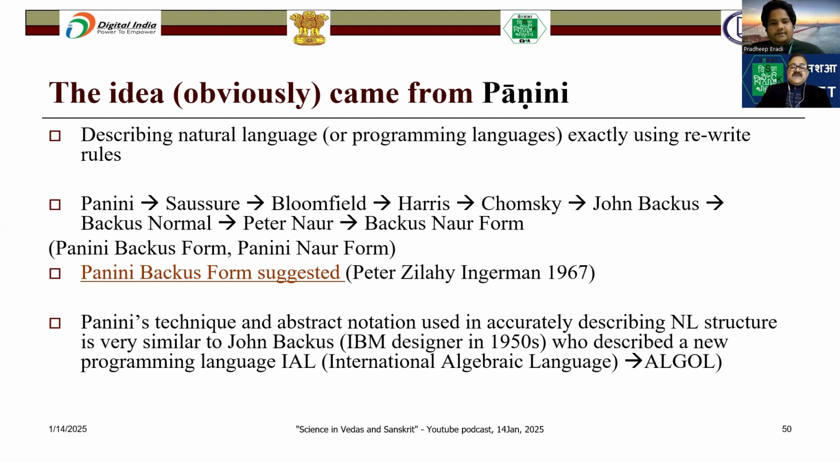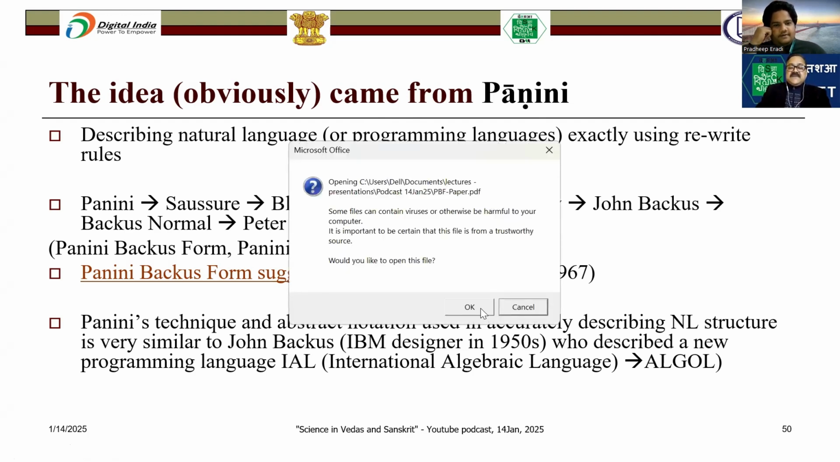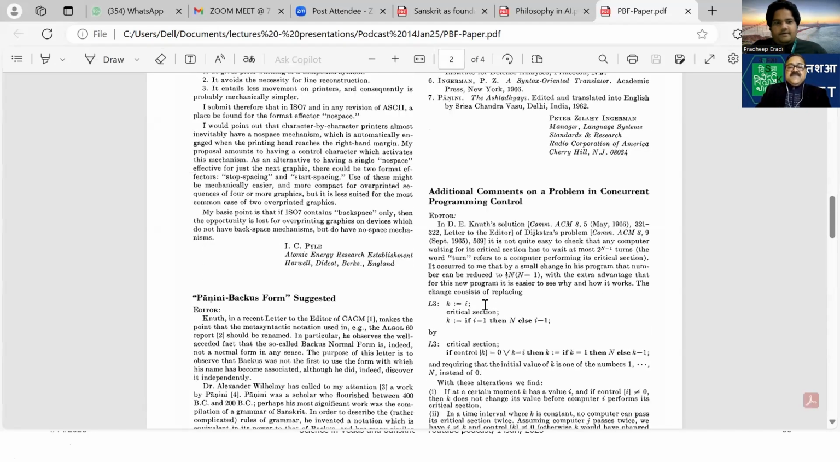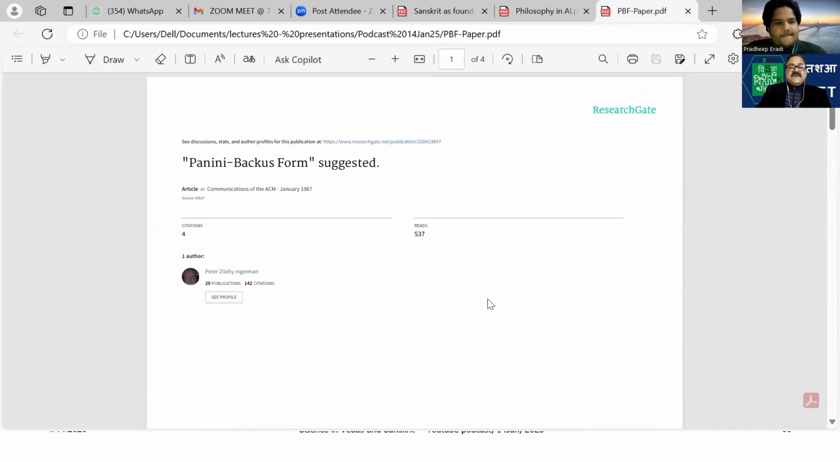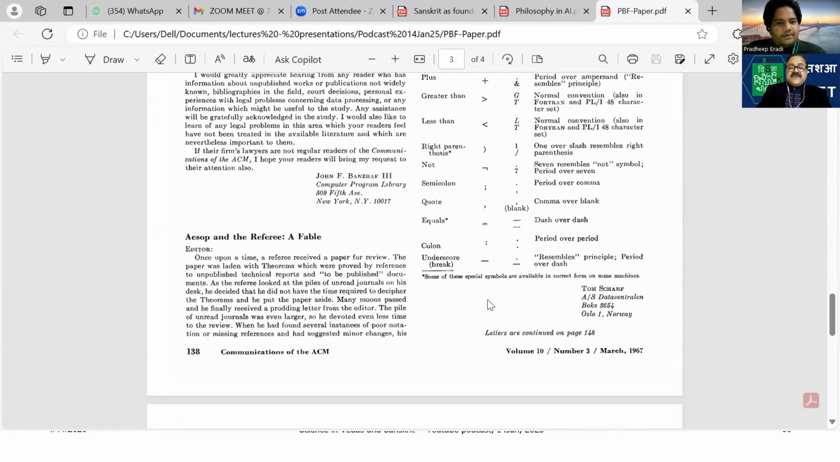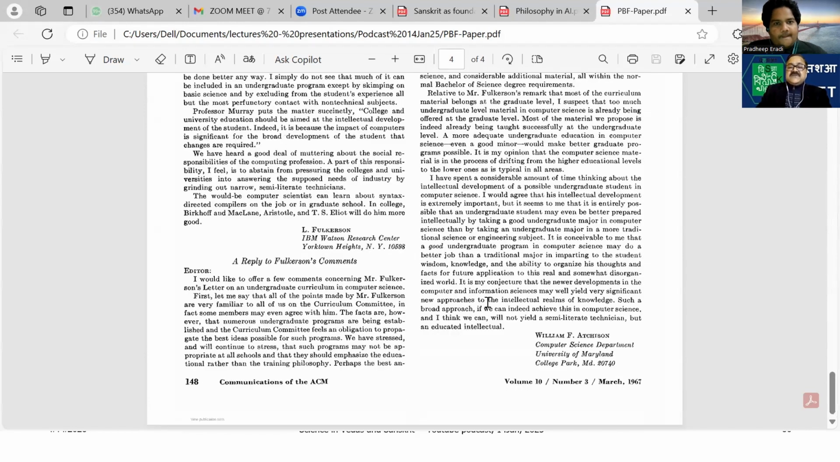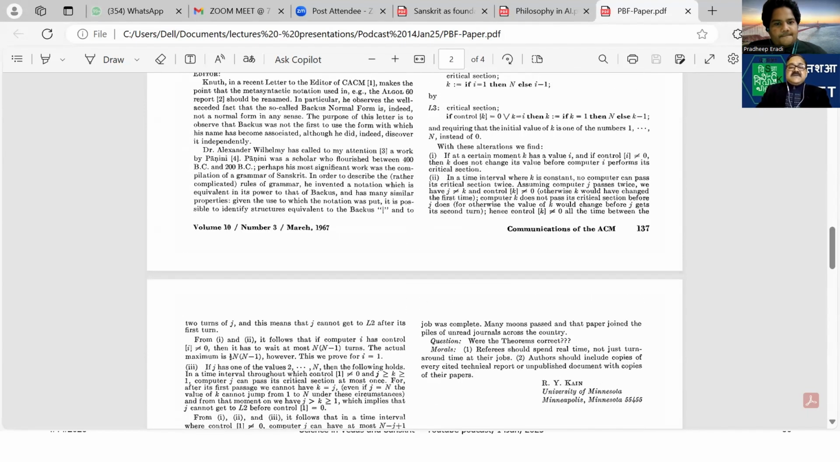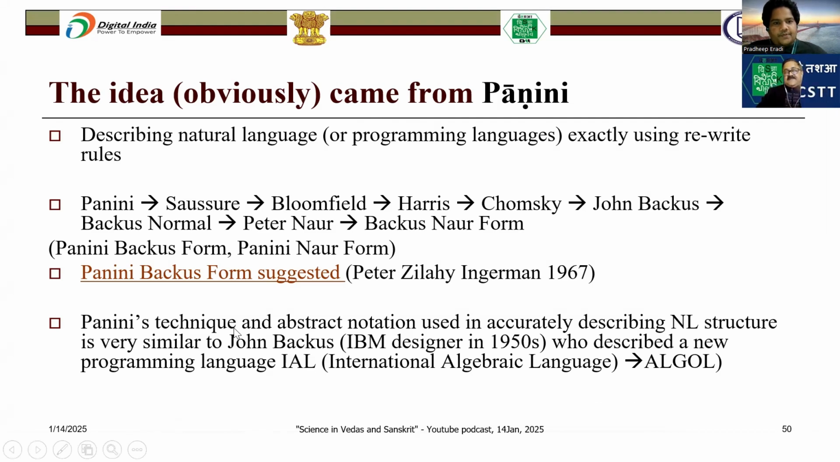Someone called Peter Zilahy Ingerman wrote a letter to ACM in 1967, and he did research on why Panini should be given the credit. He says, I suggest Panini Backus Form, and he gave his argument. He says it was Panini who did all the foundational inventions on this. Therefore, he should get the credit. And in fact, it was called Panini Backus Form for quite some time.